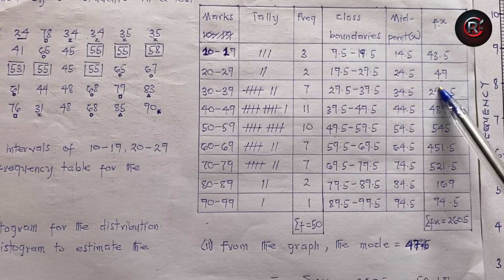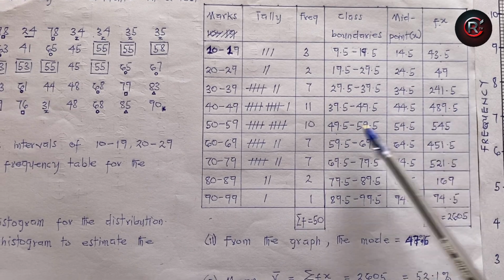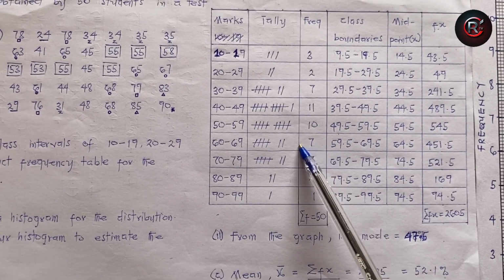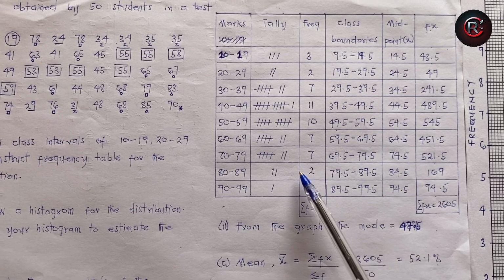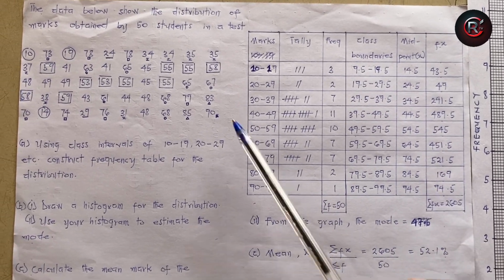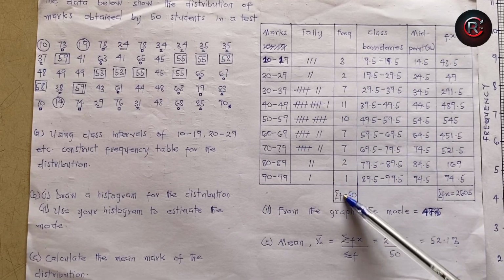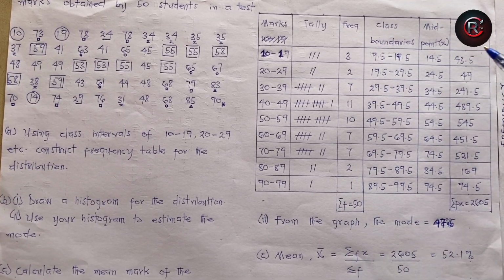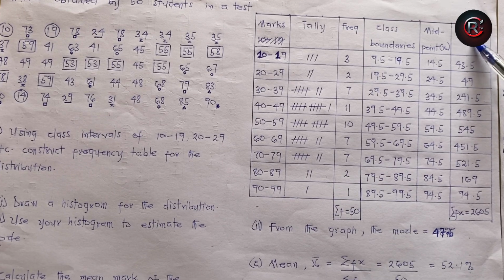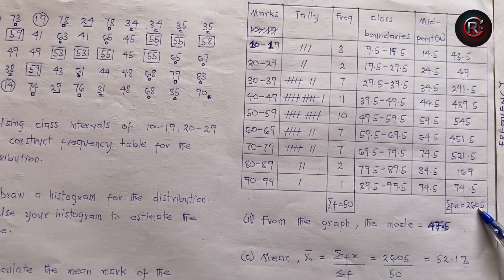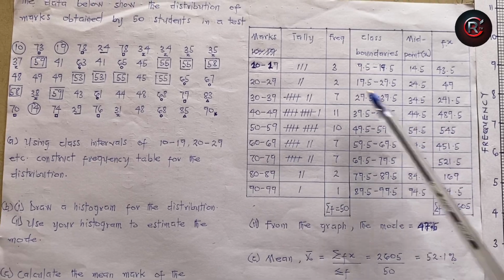This times this, we write it. This times this, we write it. You use your frequencies to multiply your midpoint, then whatever you get, you write it. After that, we sum all the frequencies. Summation of f, which is 50, then we put it. Summation of f of x, you sum everything, and that will give us 2605. So this is how we can complete our table.